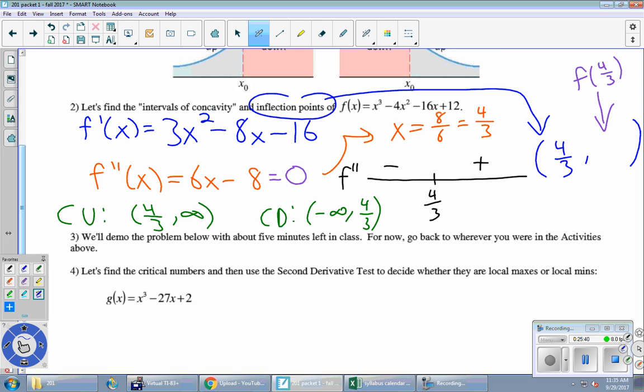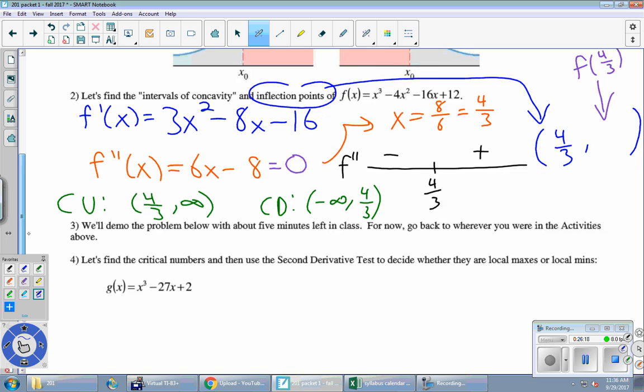Suppose for 1 second that we hadn't gotten a minus on this side, but rather it was plus and plus. That means concave up and then concave up again. Is 4/3 a point of inflection in that case? No. Points of inflection have to be where the second derivative changes, where the concavity changes. So getting 4/3 out here just makes 4/3 a candidate point of inflection, but it isn't a point of inflection until we do that sign test. 4/3 is probably not a max or a min. The max min stuff comes out of the first derivative.